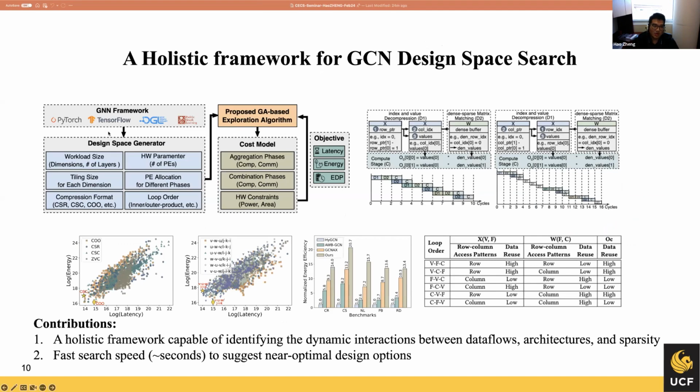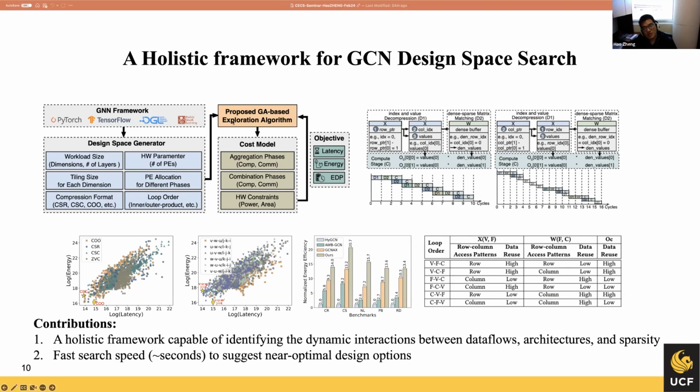holistic framework which is compatible with existing PyTorch, TensorFlow, or other computing libraries. Essentially, we profile some input parameters from PyTorch or TensorFlow and take them as the input, along with some hardware information, for example, the workload size, tiling size, different compression formats, and hardware parameters. And it comes to our designed genetic-based exploration algorithm. Based on different optimization objectives, the framework will suggest the optimal combination of those optimization techniques.